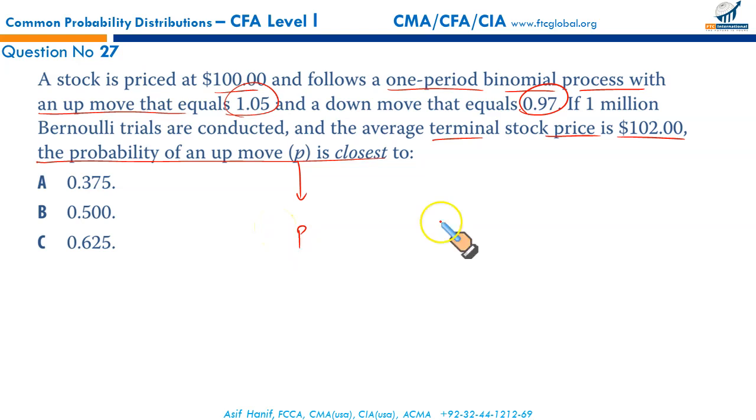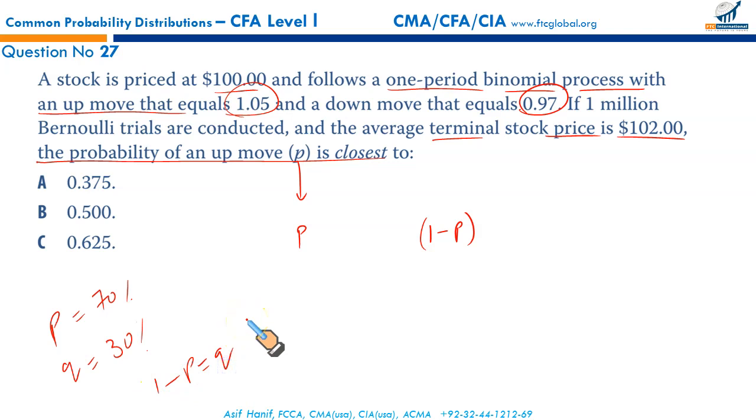And then what is the probability of down move? Just like in Bernoulli, we know if it's P, if it's 70, 1 minus P or Q is 30%, right? So if the probability of up move is P, the probability of down move would be 1 minus P or Q. I'm going to put it as 1 minus P because I have to find P. So putting a Q will put you in trouble. So rather than just writing Q, write 1 minus P because 1 minus P is basically Q, right? Now, if this is so, we are getting an average terminal stock price of 102.